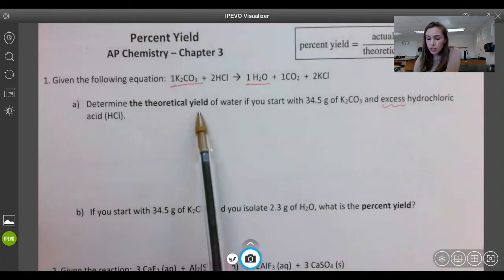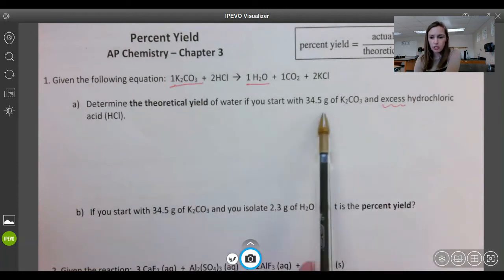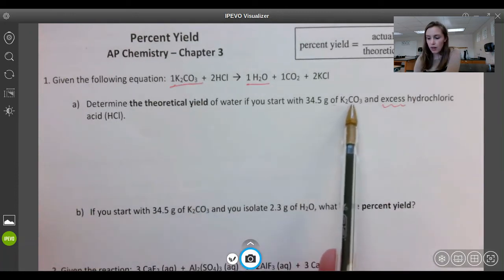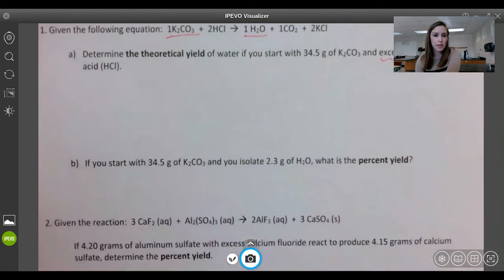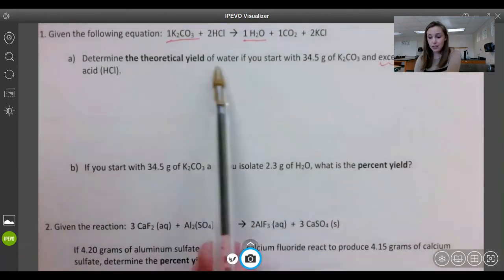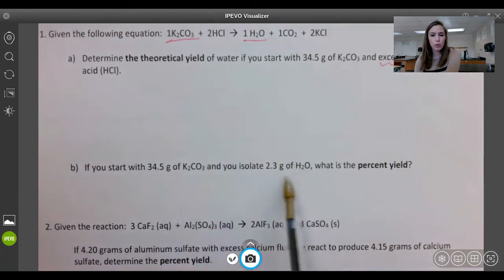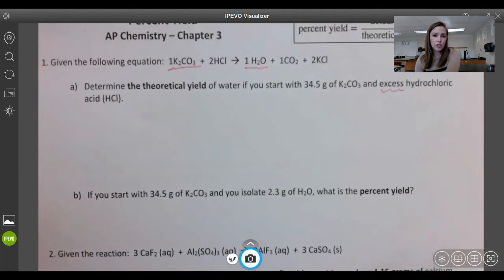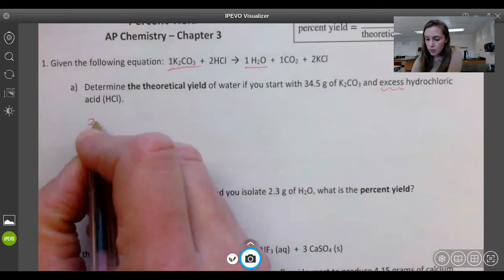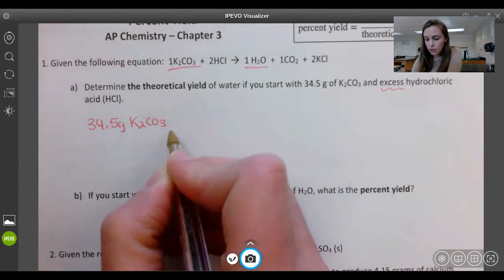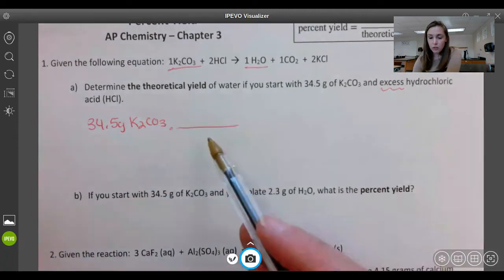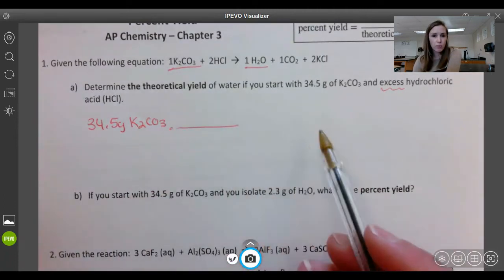So for theoretical yield, this is just going to be a stoichiometry calculation going from our 34.5 grams of potassium carbonate to the water. And again, that water I'm picking out specifically because it's asking for the theoretical yield of water, and that's what we isolated when the reaction was performed. So I'm just simply going to start with my 34.5 grams of K2CO3. Okay, I'm going to want to get to moles of it so I can go to moles of water.